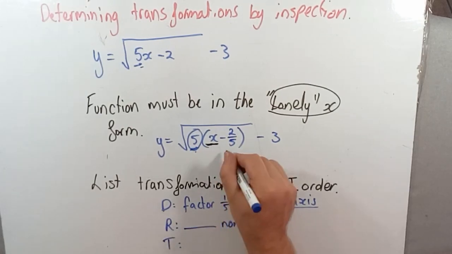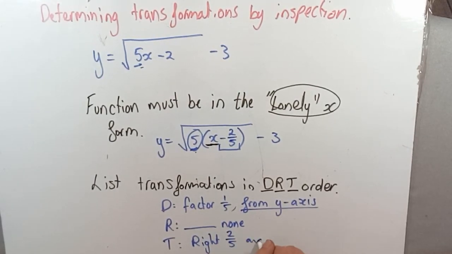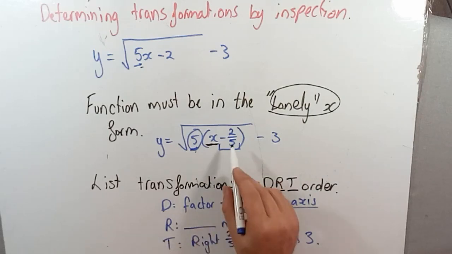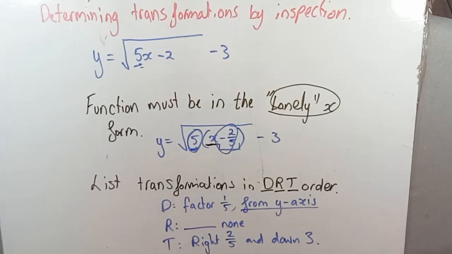Translations, we've got a move right, okay, right 2/5 and down 3, okay? So we've got to remember our left and right signs are sort of flipped in this notation, yeah? So this is why it can be a bit tricky. Here we've got this, which is a factor of 1/5, and this is right 2/5, and this is down 3. So it can be tricky. Just got to make sure of it. Plenty of practice makes perfect. Okay.